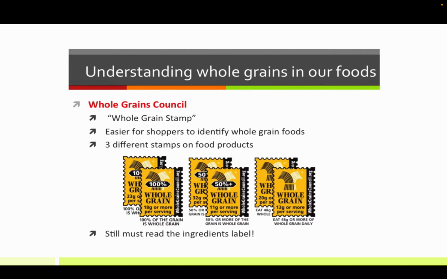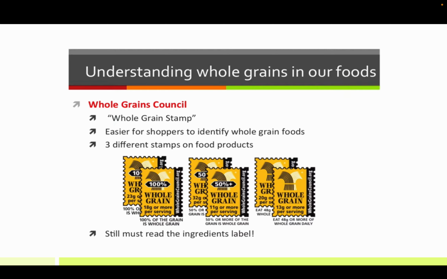Now, in 2003, a group was formed to help consumers identify whole grain foods more easily. The Whole Grains Council is a nonprofit consumer advisory group whose mission is to increase consumption of whole grains for better health. The council has developed 3 different stamps that may be used by food manufacturers for their packaging to indicate how much of a product contains whole grains.